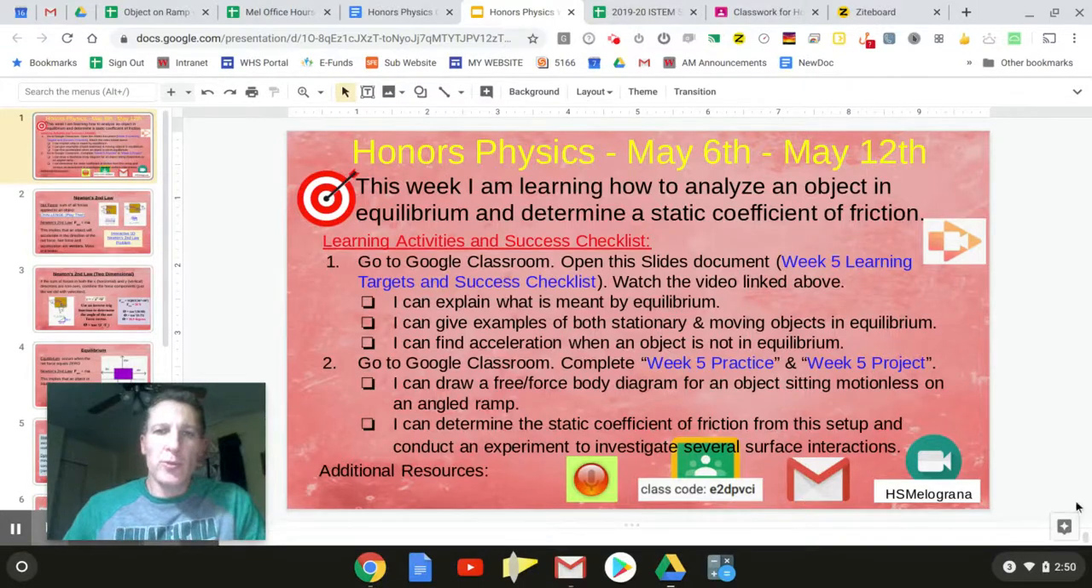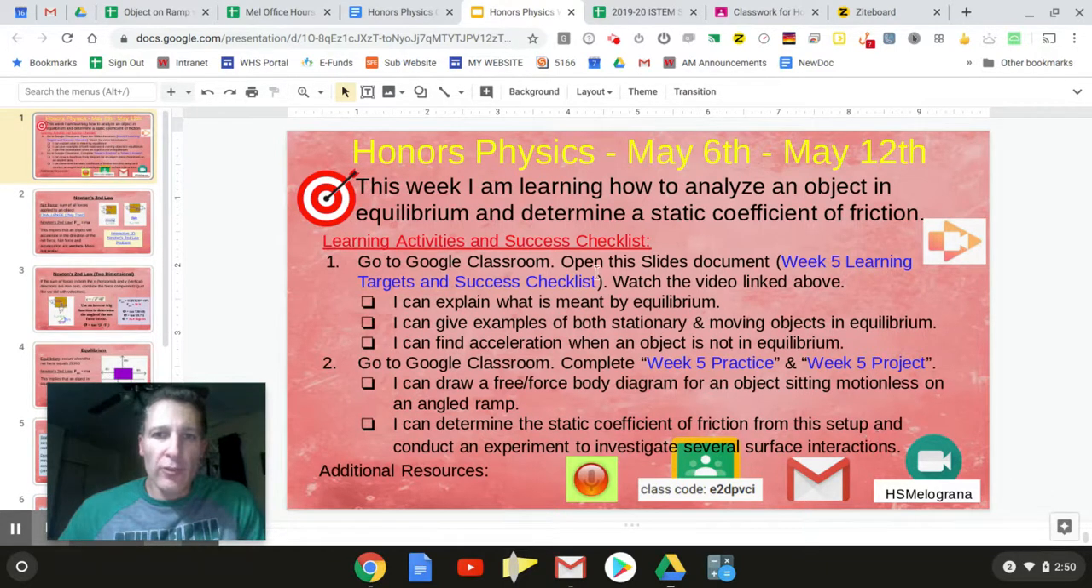All right, welcome to week 5 of Honors Physics e-learning. This week, you will be able to analyze an object in equilibrium, and you will be conducting an experiment at home to determine the static coefficient of friction between various surfaces.